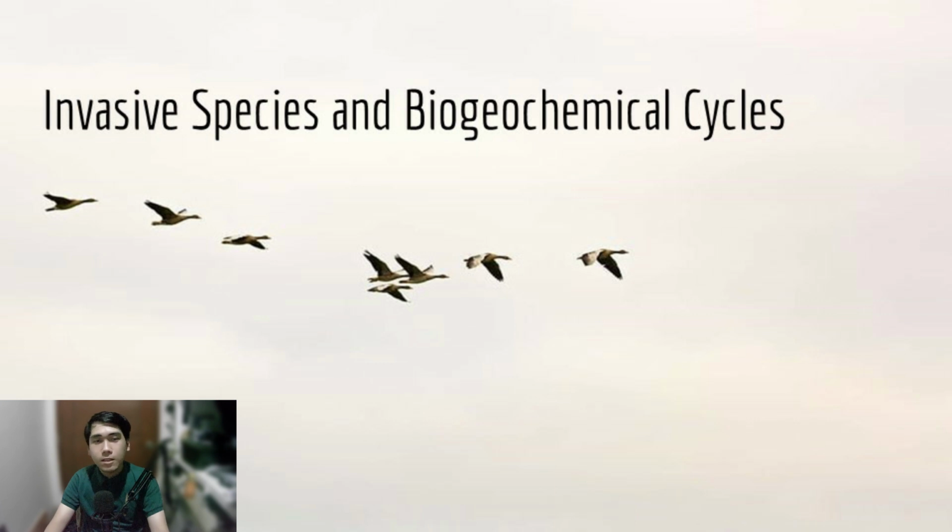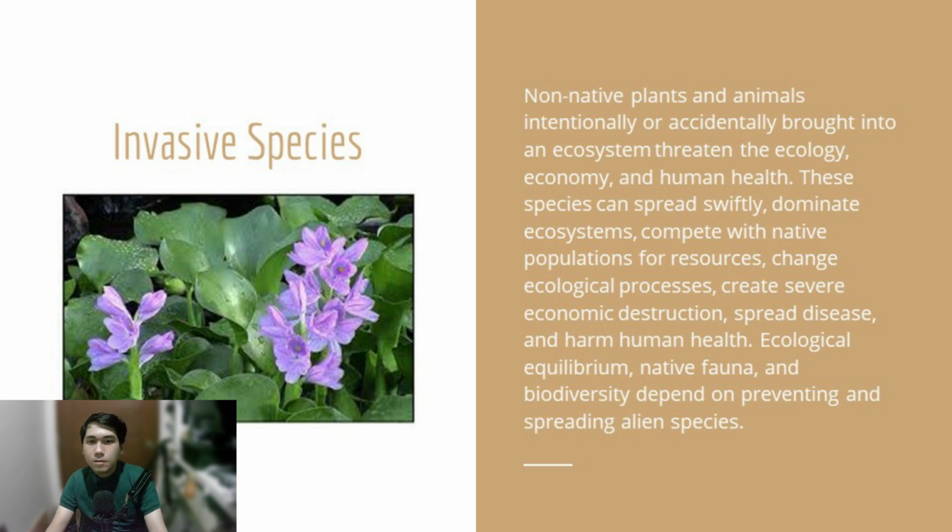I will be discussing invasive species and biogeochemical cycles. So firstly, what are invasive species? Invasive species refer to non-native plants or animals intentionally or accidentally introduced into an ecosystem, harming the environment, economy, and human health. These species can spread rapidly, and they dominate ecosystems, compete with native populations for resources, alter processes, cause catastrophic economic devastation, and can also spread disease. And lastly, they can have adverse effects on human health as well.